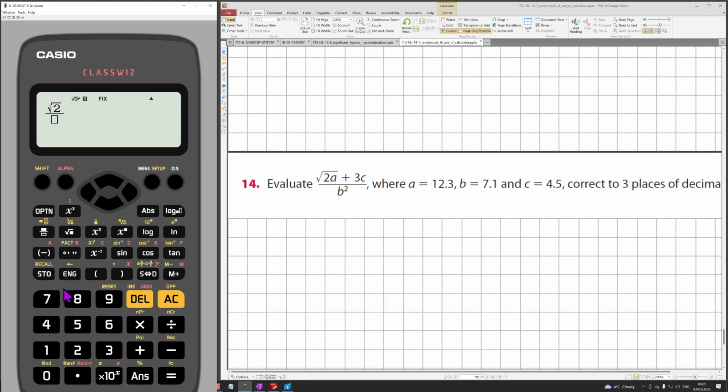So 2A, okay, it's capitals, but no big deal, plus 3C over B squared. B squared. Okay, and it wants 3 decimal places, 0.366. Another thing to say to you, what number is that, 14?